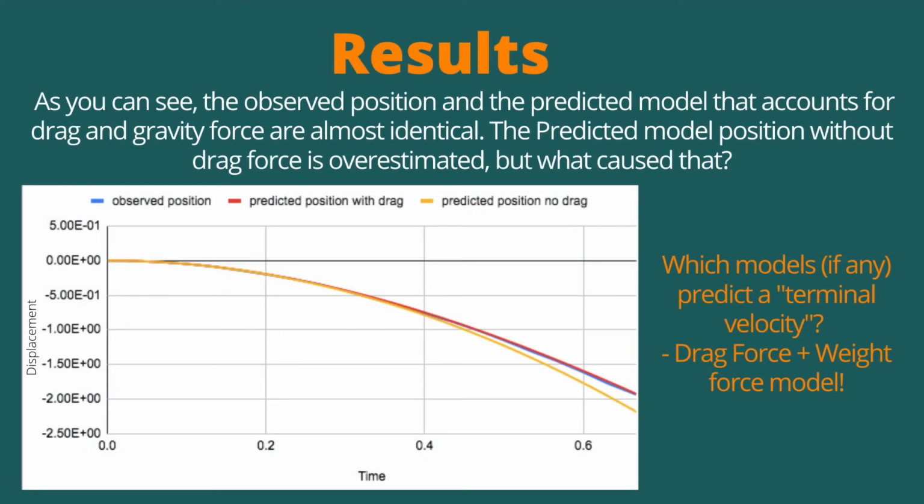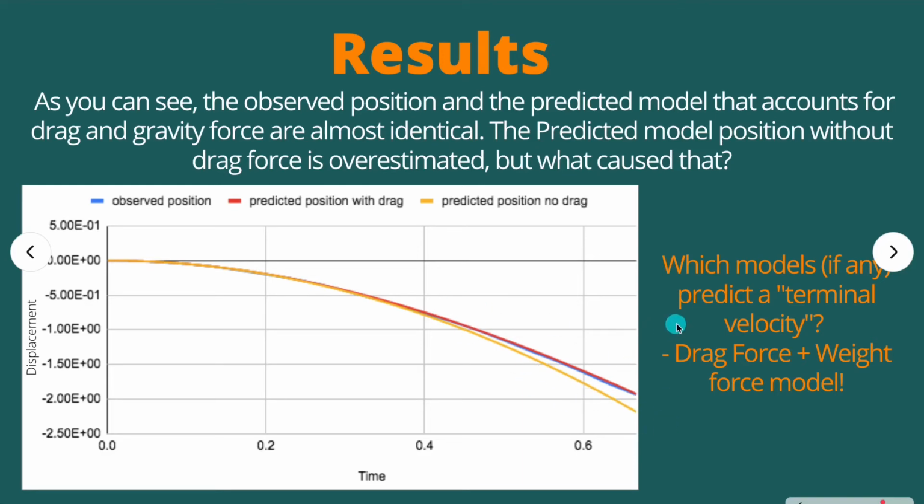Now let's take a look at our results and compare them. As you can see, the observed position, which is the blue line, is almost identical to the predicted position model that did account for drag. However, the predicted computational model that did not account for drag and only accounted for weight force is overestimated. The position of the paper ball is overestimated. Why is that? Well, if it doesn't account for drag force, that means that our paper ball would be moving faster. However, in real life, of course, drag force has to be accounted for.